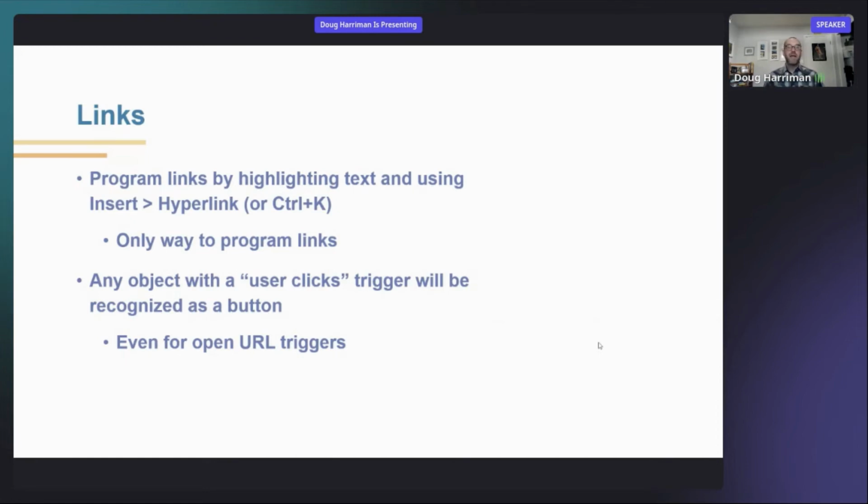Pretty much any object that has a user clicks trigger assigned to it, even if it is an open URL trigger, which is the same trigger that hyperlinks use, anything like that is going to be semantically recognized as a button. So I know, I just saw somebody say in the chat, so many tips. Don't worry, this is all in that checklist document for you to peruse at your own leisure.